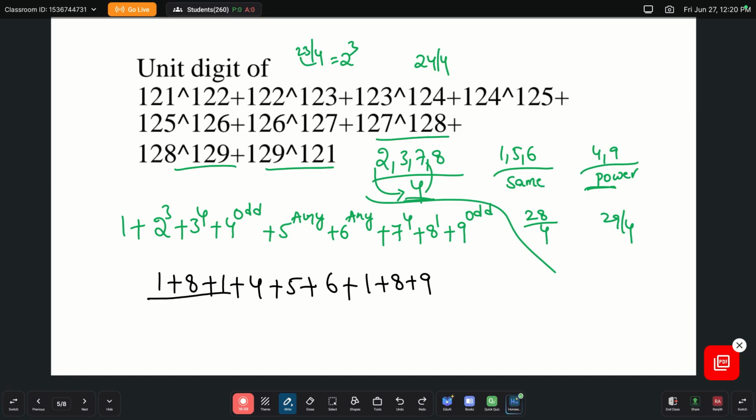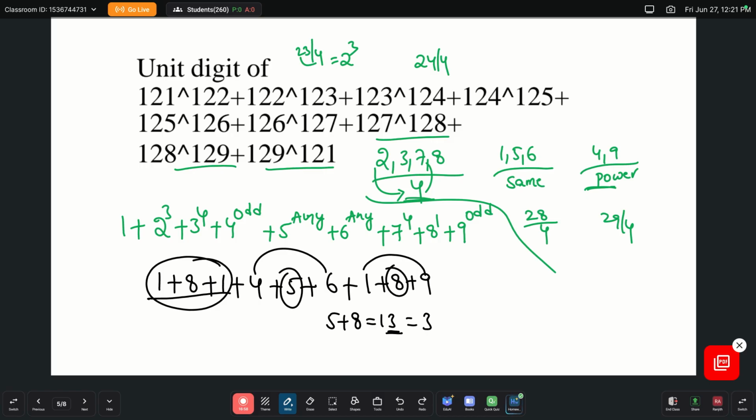1 plus 2 cube equal to 8. 3 power 4 will be equal to 3 square, 3 square. 9 nines are 81, so 1. 4 power 1 will be equal to 4. 5 power any value will be equal to 5. 6. 7 power 4: 7 square into 7 square, 9 nines are 81, so 1. 8 power 1 equal to 8. 9 power 1 equal to 9.